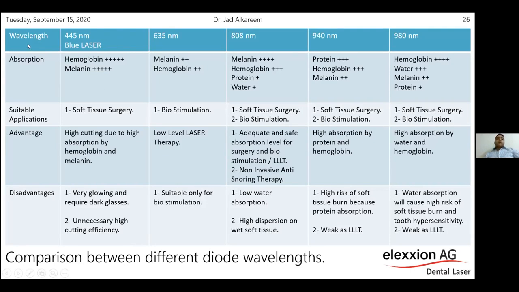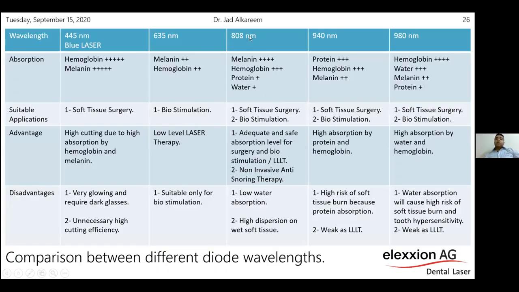Then we move to the diode 635. It has, I can say, a medium absorption into the melanin and the hemoglobin. It is very suitable for biostimulation. So it is not strong enough to cut the soft tissue, but it's very good for biostimulation. It can be used for low-level laser therapy.